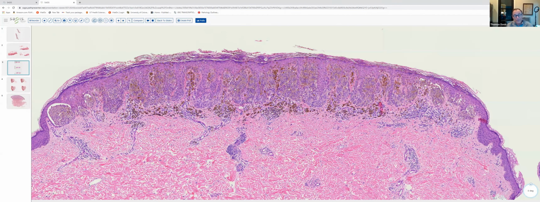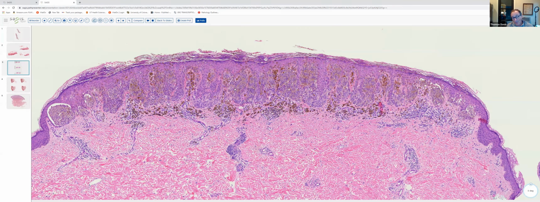Many do view this as a variant of Spitz nevus because, as you're aware, Spitz nevi are characterized by enlarged melanocytes that have spindled and or epithelioid nuclei. A lot of times in a classic Spitz, one will see a mixture of the two morphologies of melanocytes.